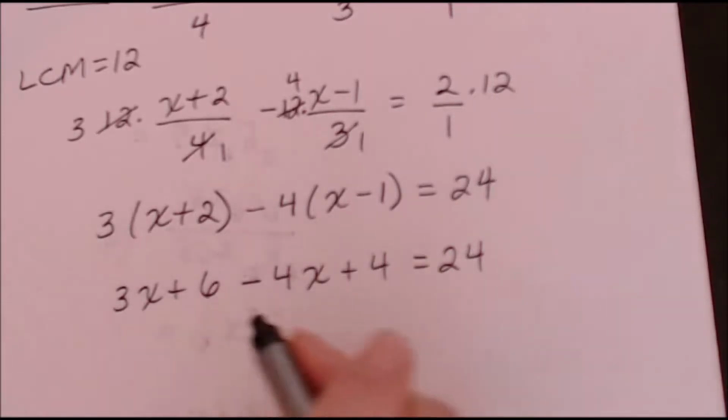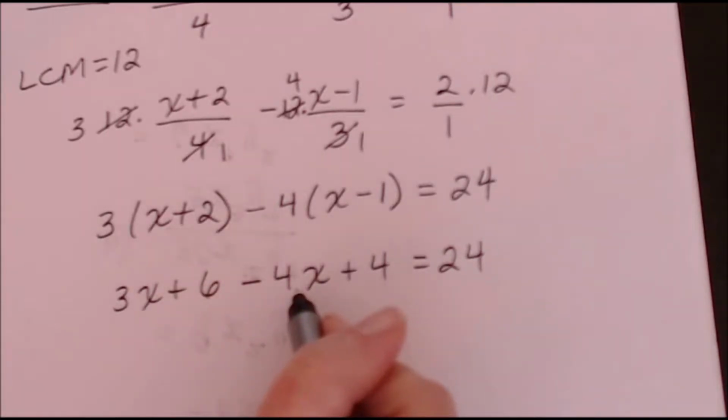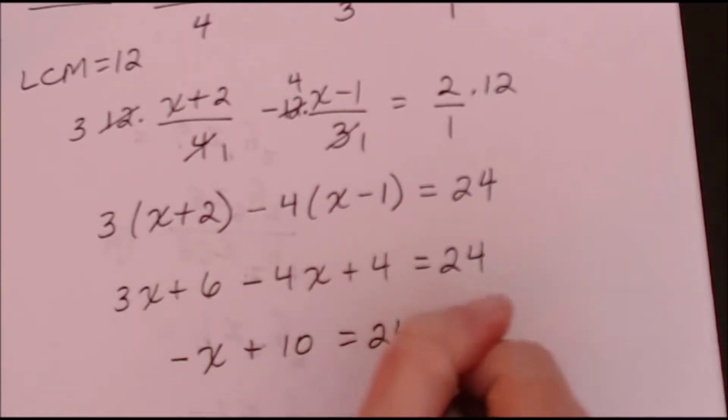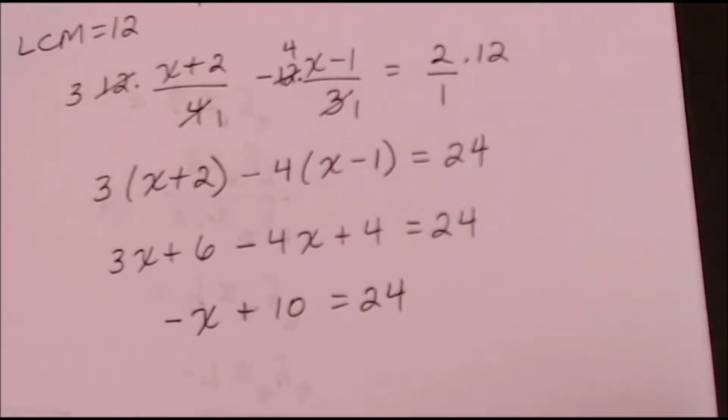Now let's combine like terms. So we've got 3x and negative 4x. That'll give me negative 1x. And then 6 and 4, that gives me 10. We want to solve for x, of course, that's our goal.